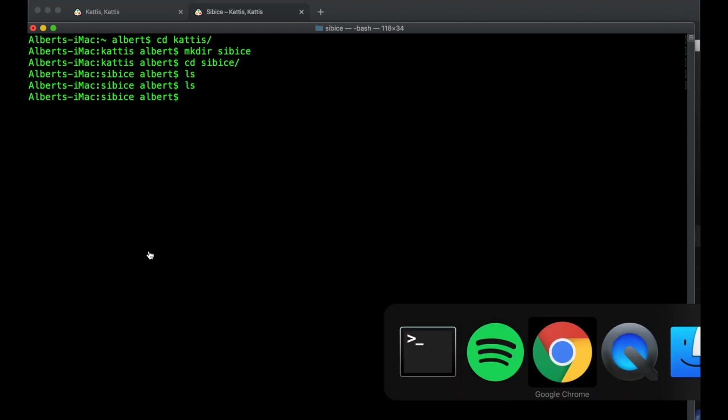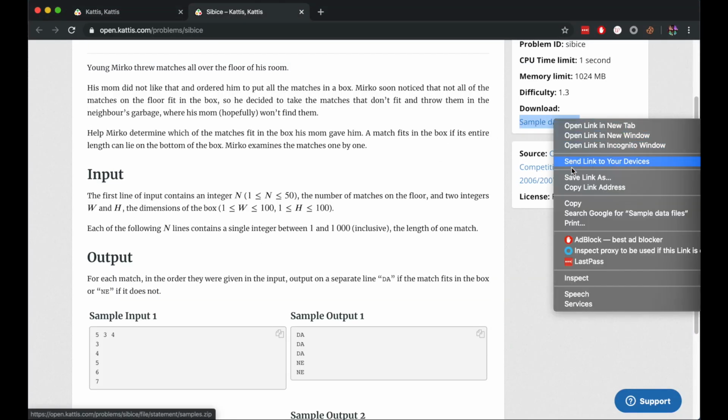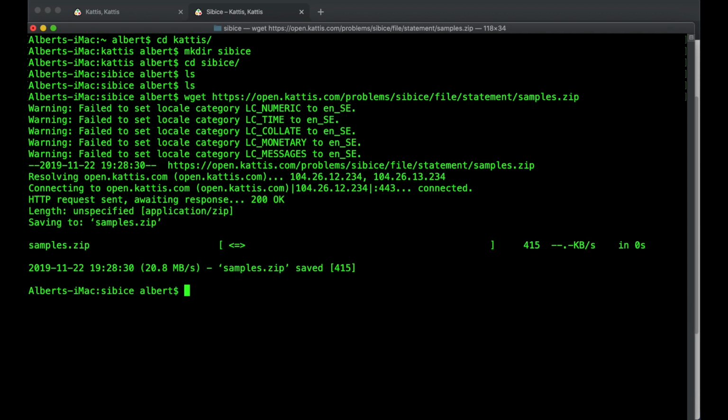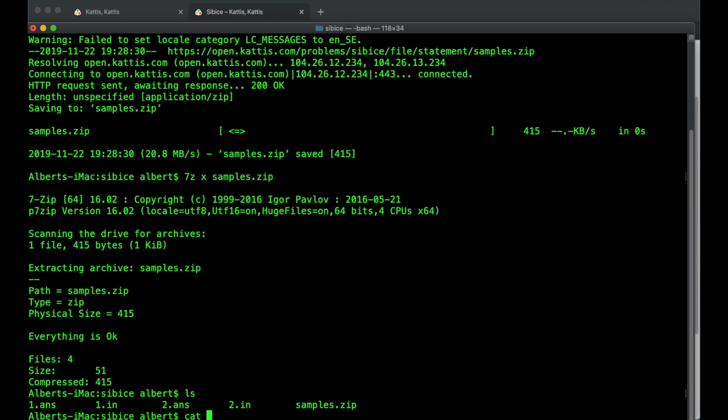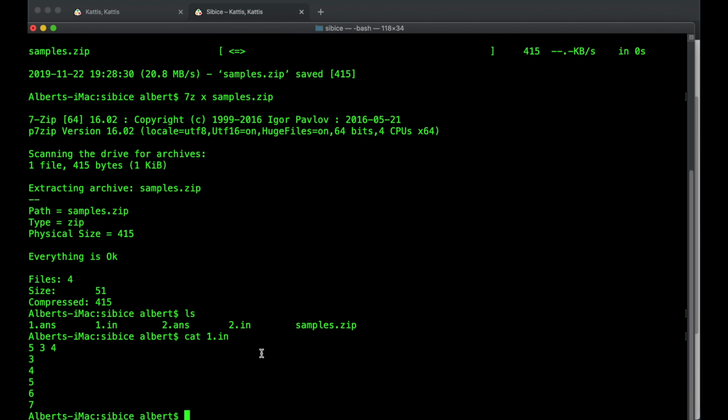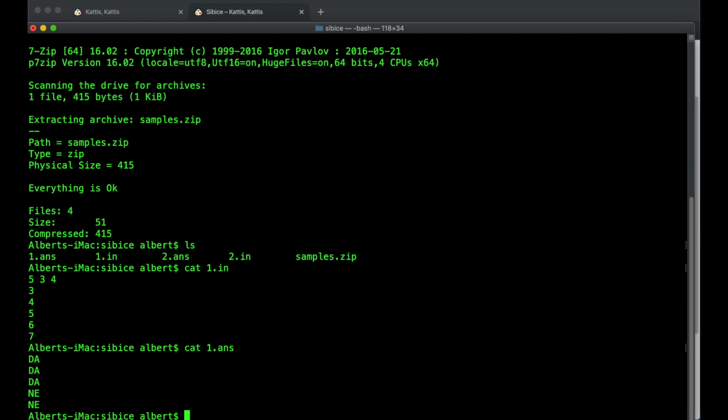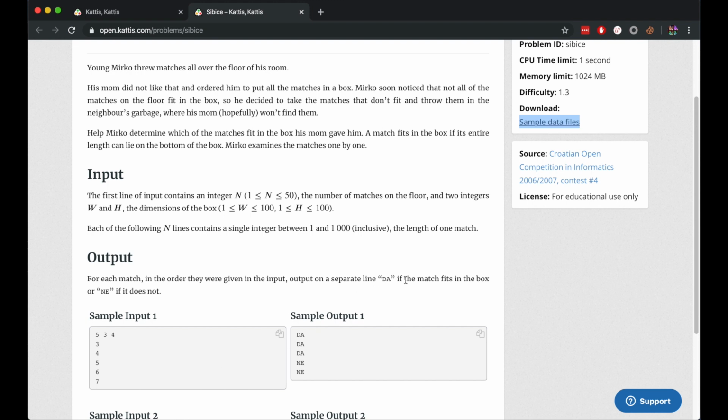So let's first download the sample data. So this is what it looks like, the input, and the answer should be like this. DA if the match fits the box, and NE if it does not. Okay, so the height is 4, so this, and this should not fit. 1, 2, these two fit, but the 5. The width is 3, the height is 4. This one should not fit in the box. But it says that it should in the sample output.